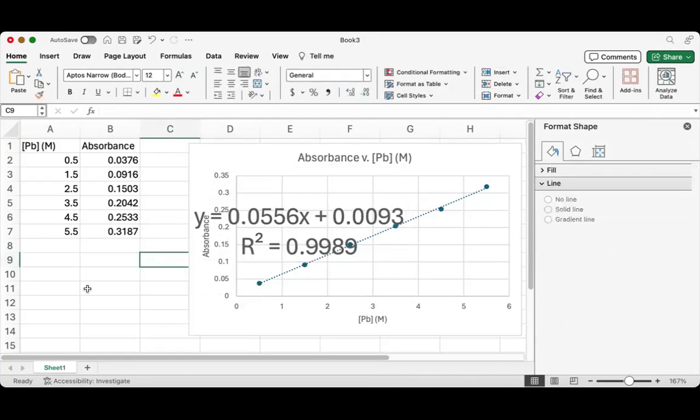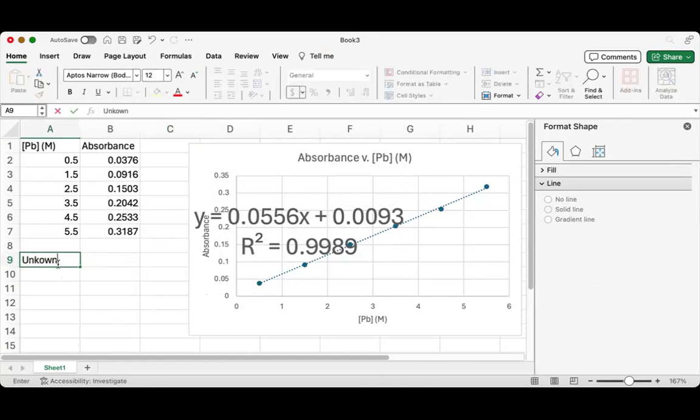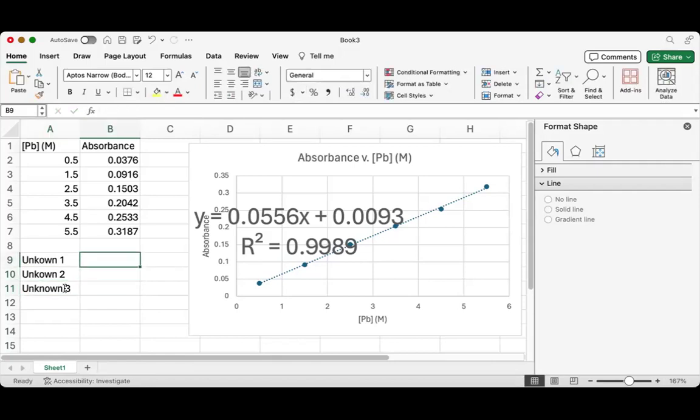So then, I use my standards to create my calibration curve, because we use our standard solutions like a calibration curve. But then I have my unknown solutions. I have unknown 1, 2, and 3. And I put those in my spectrometer, and I got their values.